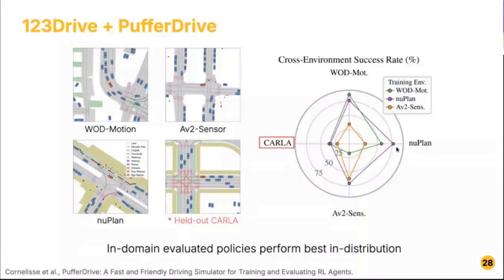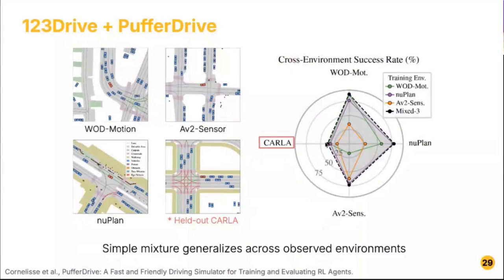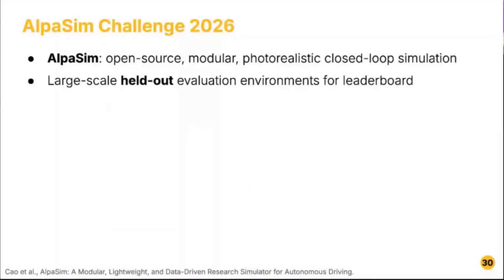You see that the in-distribution performance is the strongest. So Nuplan training gives the best results on Nuplan, but all of them struggle a bit on held out data. And we see that even a simple strategy of mixing data from all the 3 training domains achieves a better result than any individual training data set. So I think we need more of this cross data set stuff.